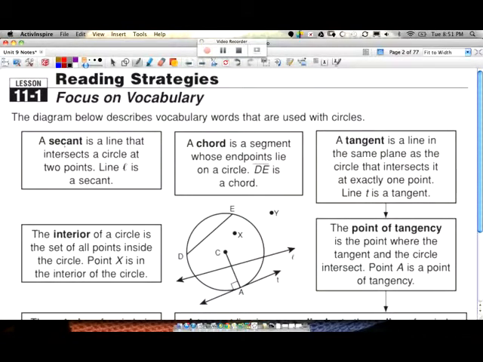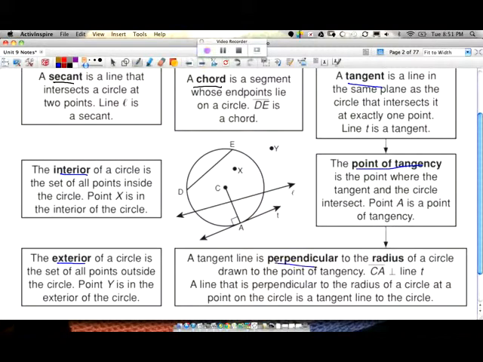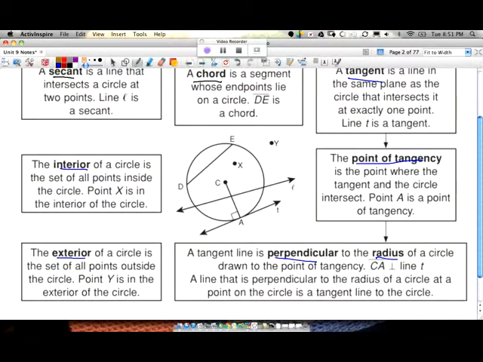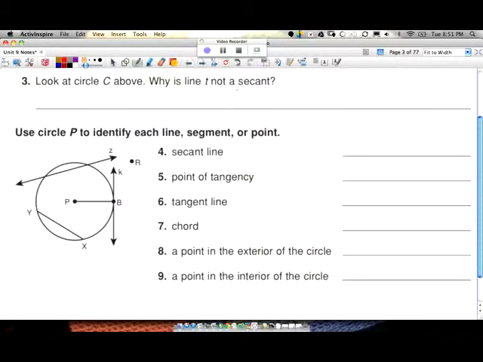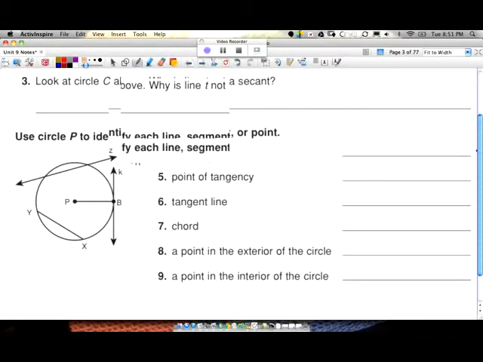So, it's just vocabulary. We got a secant line, a chord, a tangent line, a point of tangency, the interior, exterior, and perpendicular, radius. We got all this stuff going on. You have that information there. I'm here just to make sure that you're on point with them. So let's see what we got here.